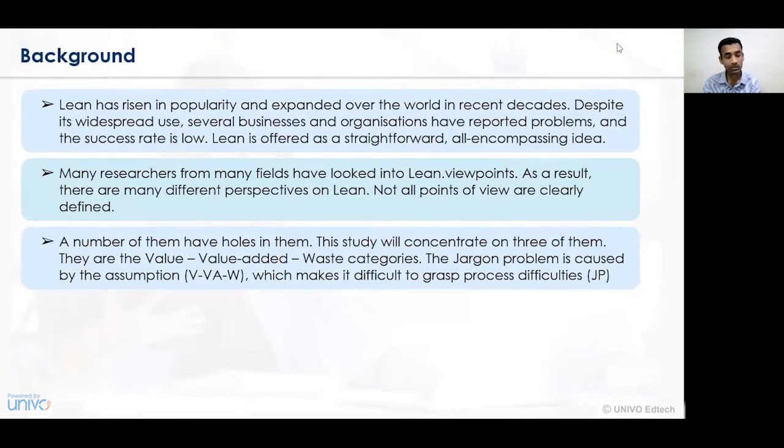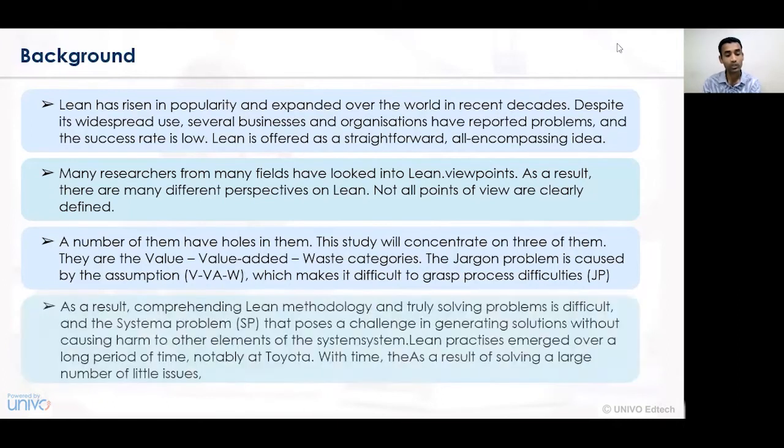The jargon problem has been caused by the assumption of V, that is VA and W, which makes it difficult to grasp the process difficulties, that is JP, a particular process activity that needs to be undertaken in a manufacturing unit. As a result, comprehending lean methodology and truly solving problems is difficult, and the system problem, that is SP.